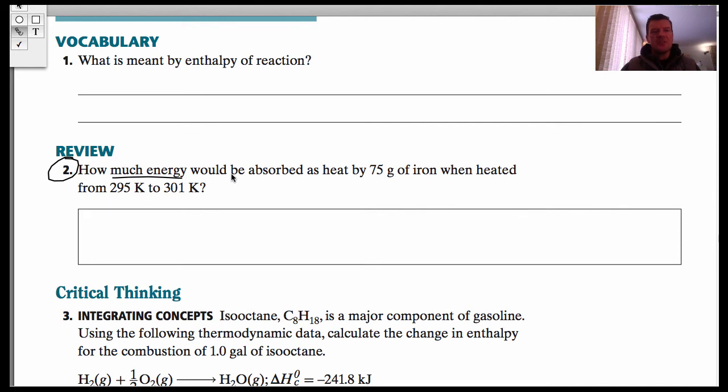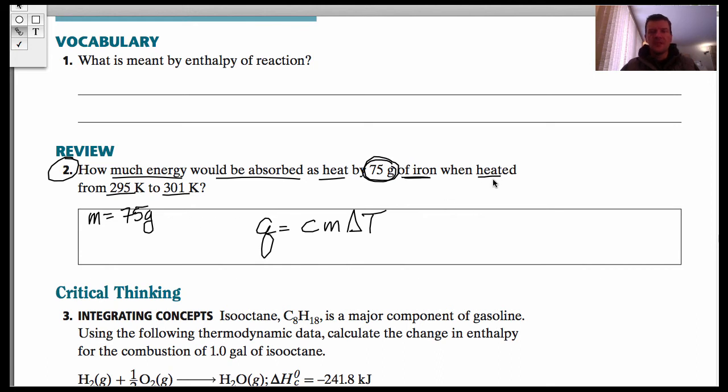It says how much energy would be absorbed as heat by 75 grams of iron when heated from 295 to 301. Well, let's just use our formula. Q equals C m delta T. What are we given? We're told the mass is 75 grams. Okay? And we have change in temperature. Our delta T, it's going from 295 up to 301. So 301 minus 295, we have a 6 Kelvin increase in temperature.